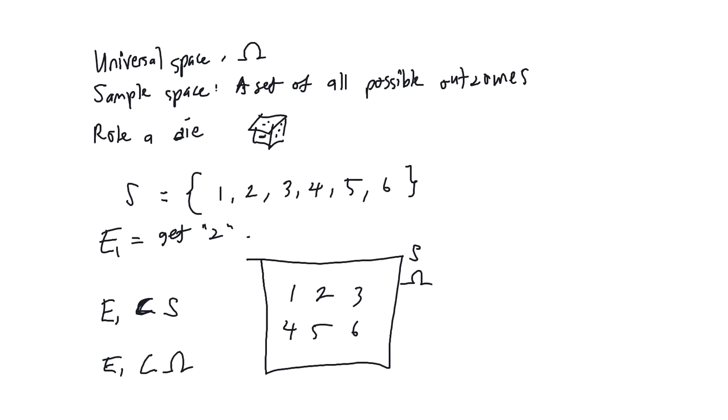In some references, instead of omega, they use capital U to represent the universal. So it's just the notation, different kinds of notations.